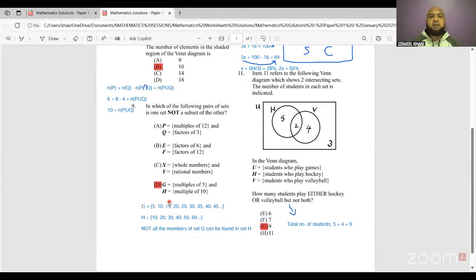Number 9, the question says: in which of the following pairs of sets is one set not a subset of the other? This is a question where we're looking at some of the answers here. We have P, which is multiples of 12, and Q, factors of 3. You could go through all of them, but because of time, if we look at D here, we have multiples of 5, and we have multiples of 10.